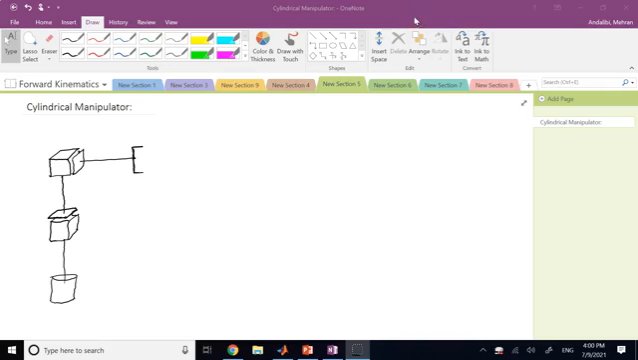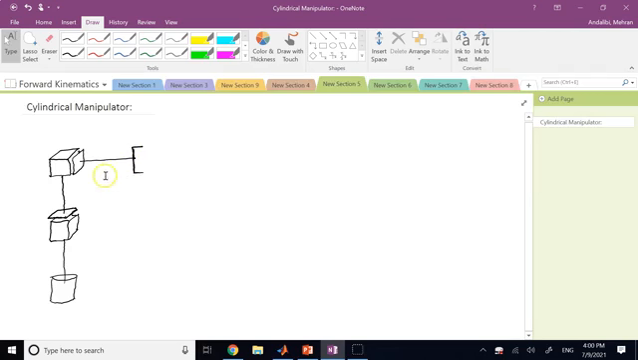Okay, so let's calculate the forward kinematics equations using the DH convention for a cylindrical manipulator. So here you have the first joint to be rotary, and then you have a prismatic that goes up and down, and then you have the other prismatic that goes left and right. And then right now, temporarily, I attach an end effector.